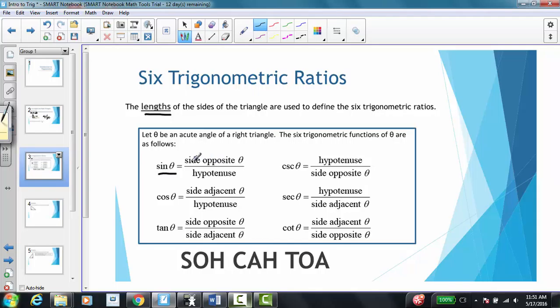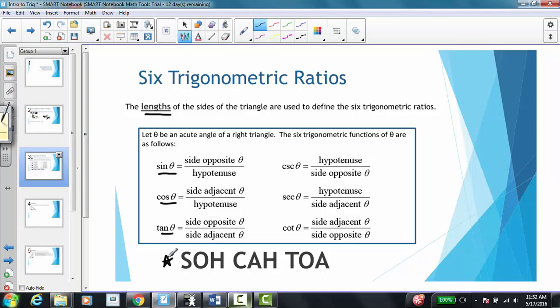Sine theta is going to be the side opposite of our angle over our hypotenuse. The cosine of theta is going to be our side adjacent over our hypotenuse. And tan theta is going to be our side opposite over our side adjacent. So we have come up with SOHCAHTOA.